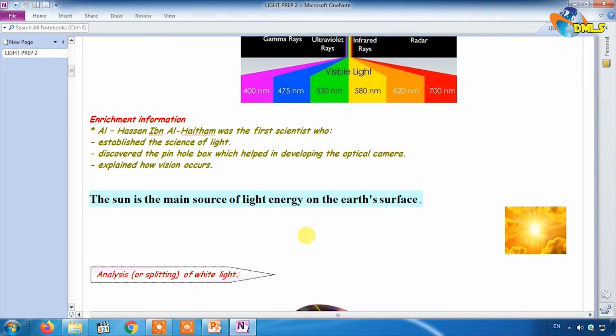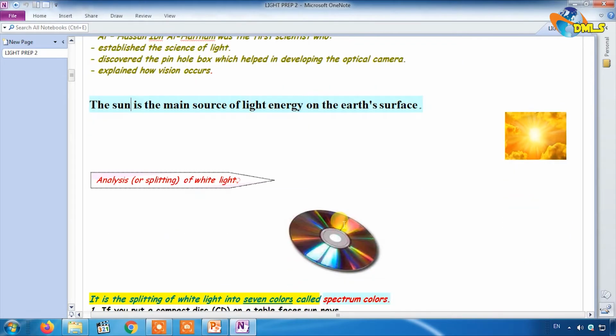As you all know, what is the main source of light on our earth, on our planet? We know, right? Yes, it is the sun. This is the main source of light energy on the earth's surface.